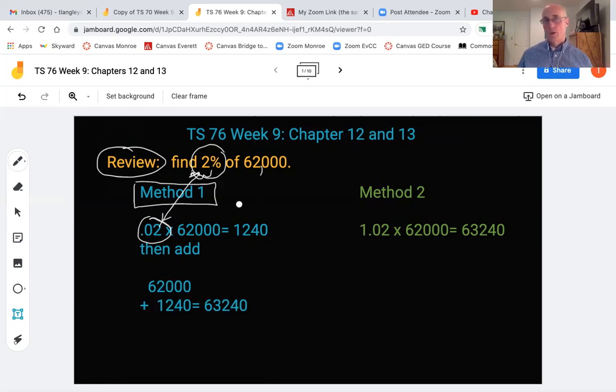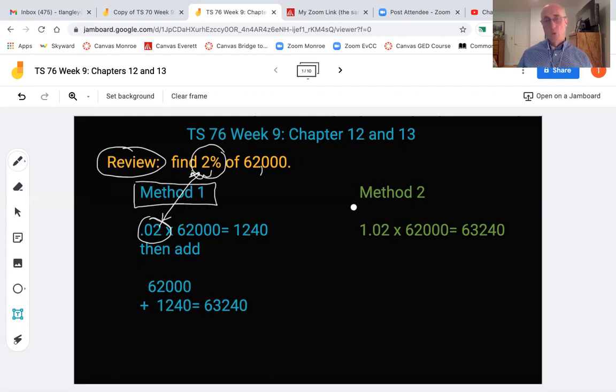Just like if you're trying to figure out how much to tip at a restaurant and it's 10 or 15%, you'd figure out your total bill times 15%, get an answer. And then you have to add that amount, that percentage, to the total bill to get the total. All right, so that's method number one, when we're calculating percent, and then adding it to a total.